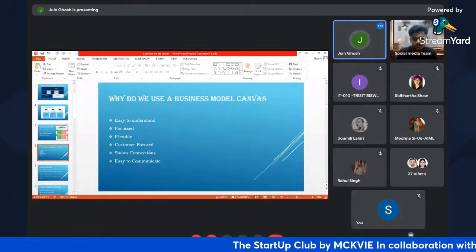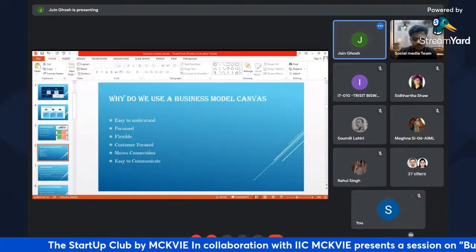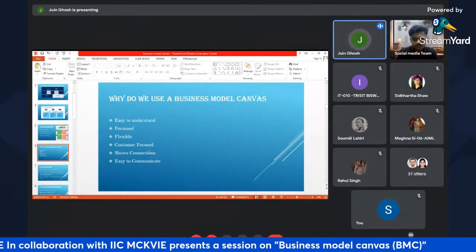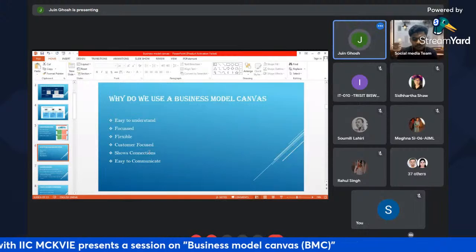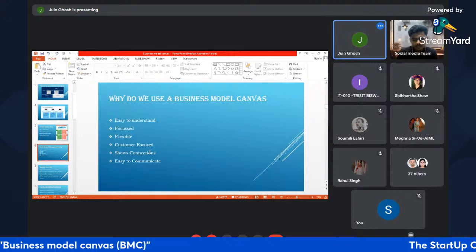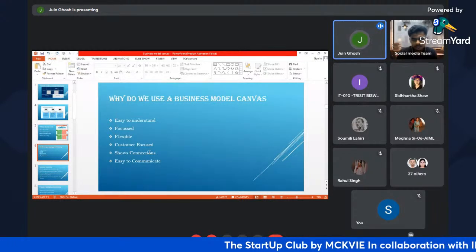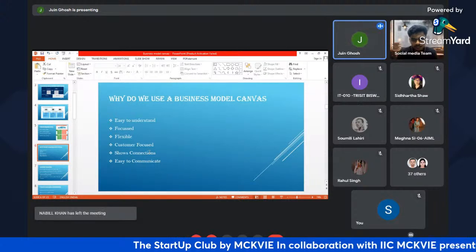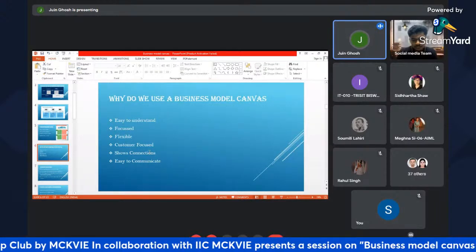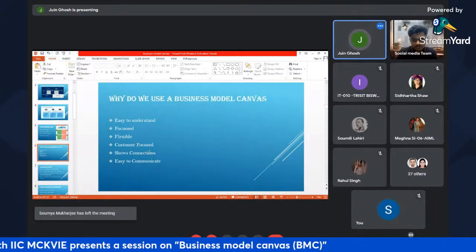Easy to communicate. Business model, if you get a pictorial representation, rather than going through 10 to 12 pages, if you get a concise pictorial representation, it becomes easier for each and every person to come across how the business is actually working, right? So it becomes easy to communicate, and it gives a clear-cut view to the customers as a whole, right?